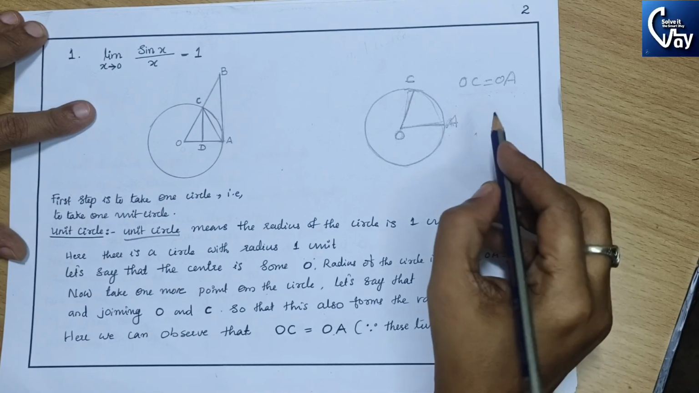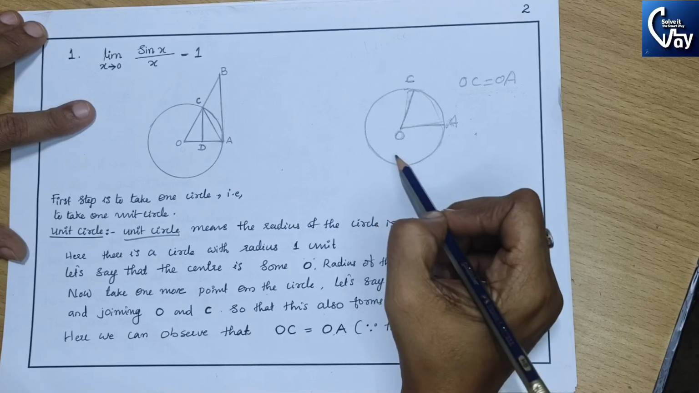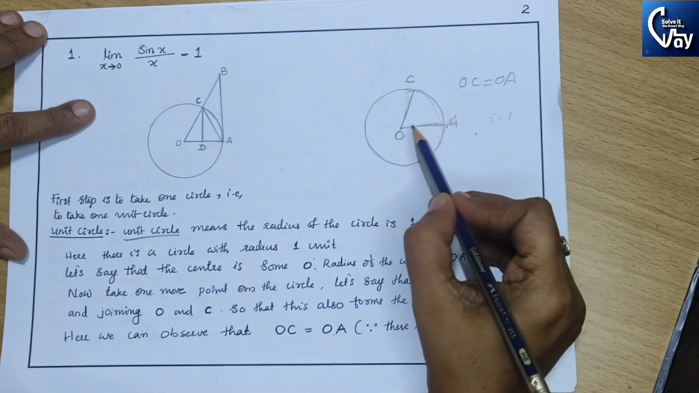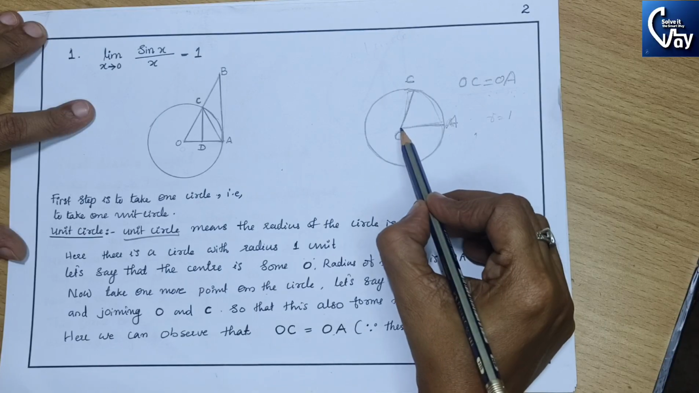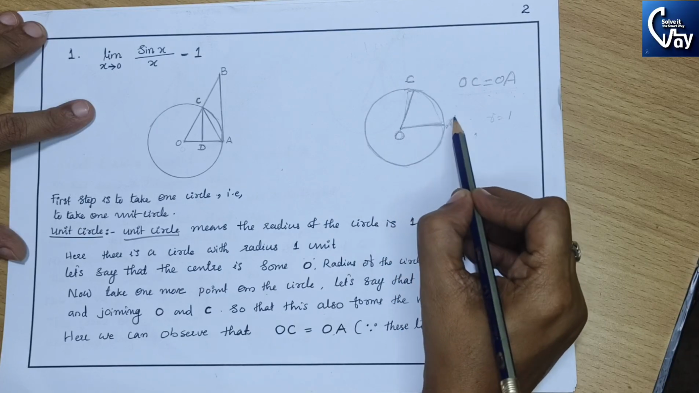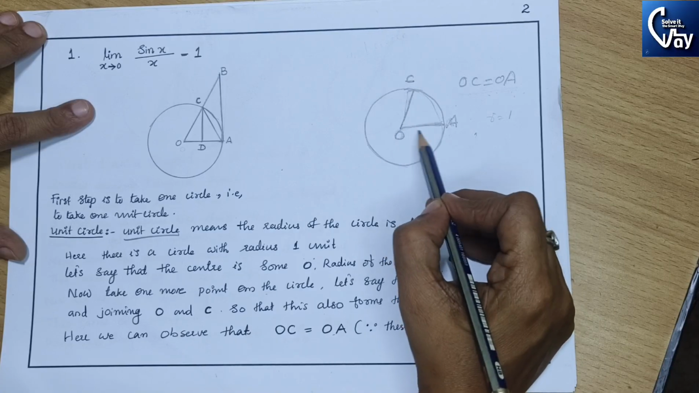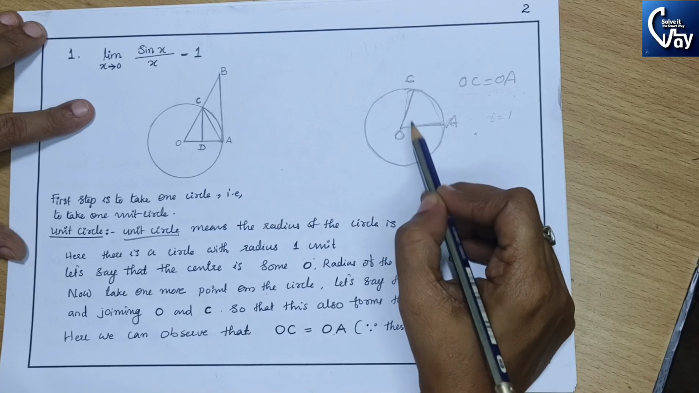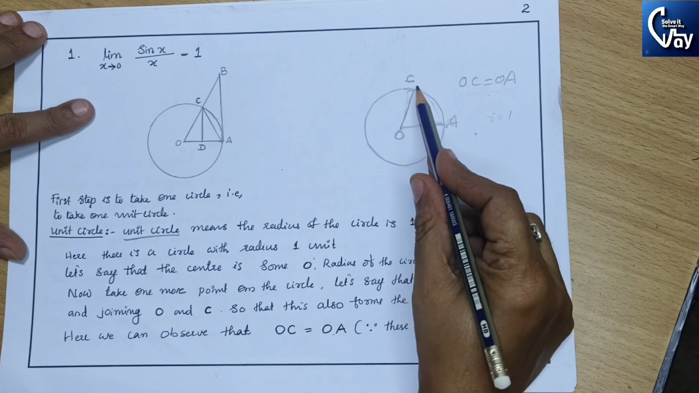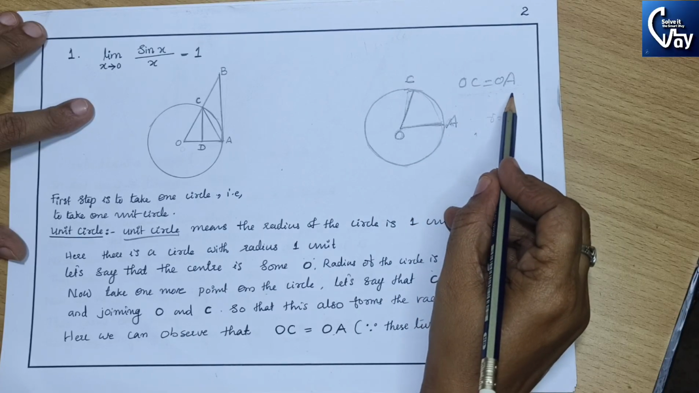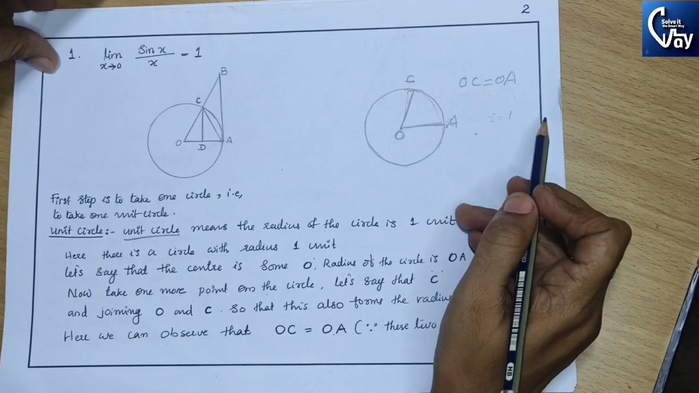Is it clear? First we have to take the unit circle. Unit circle means the radius of the circle is 1 unit. Then O is the center of the circle. A and C are any two points on the circle. Join OA and OC. We get two radii, OA and OC. Both of them are equal since both of them are radii of the same circle. Is it clear?